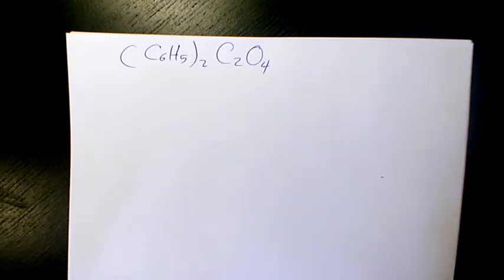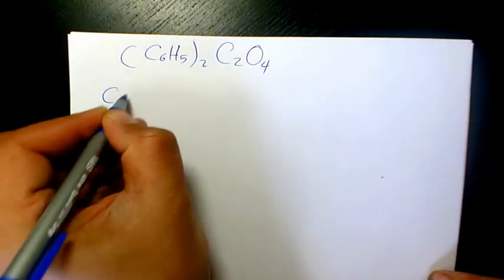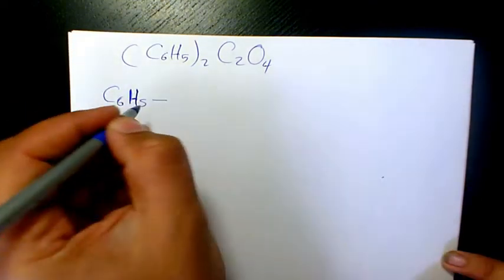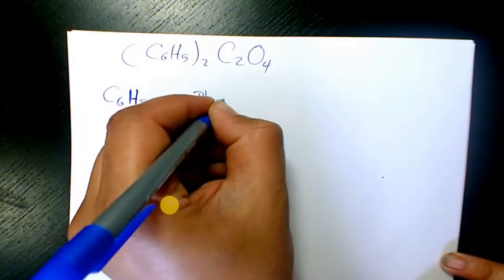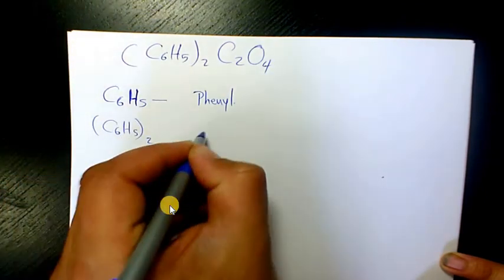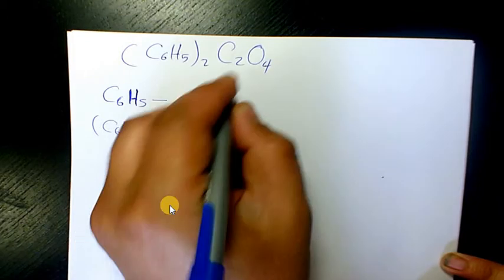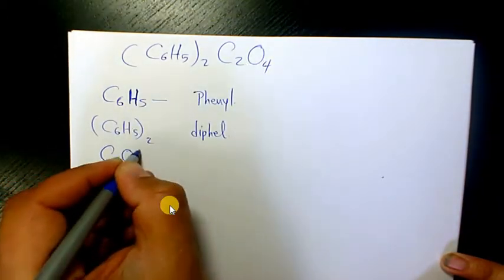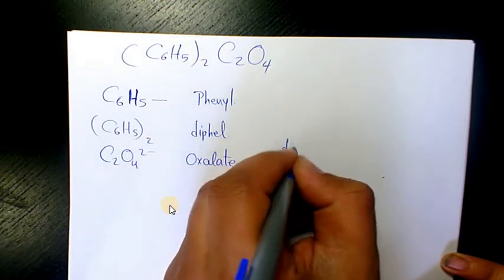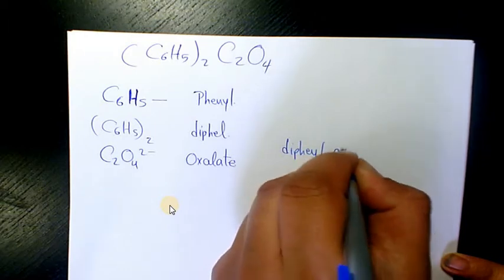Welcome to another video. In this video I want to show you how to name this chemical, which is C6H5 2C2O4. C6H5 is the R group, which is called phenyl. So two of them is going to be called diphenyl. On the other hand, we have C2O4 2 minus, that's the oxalate ion. So together it's going to be diphenyl oxalate.